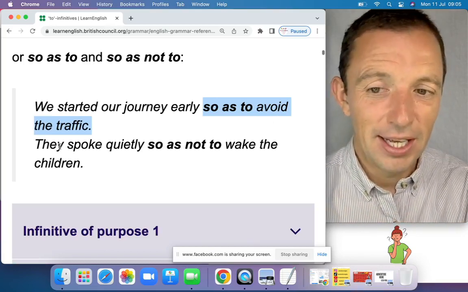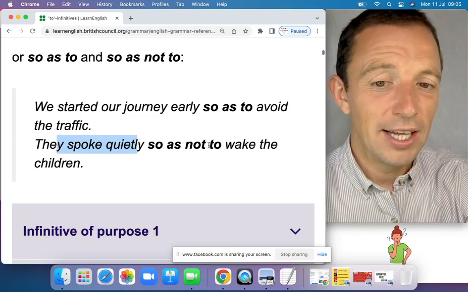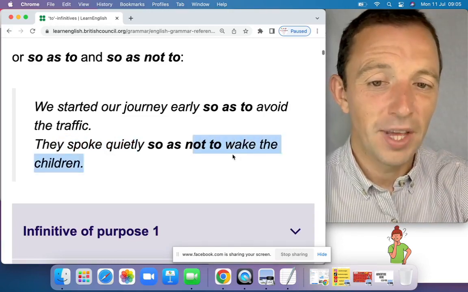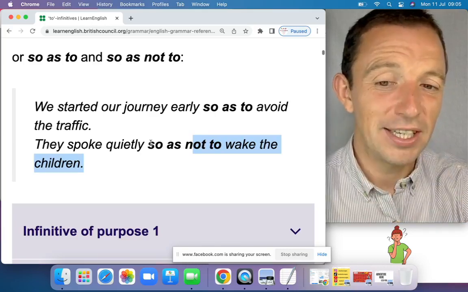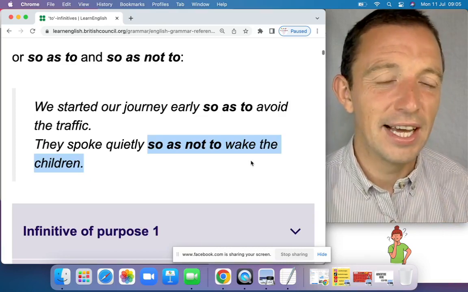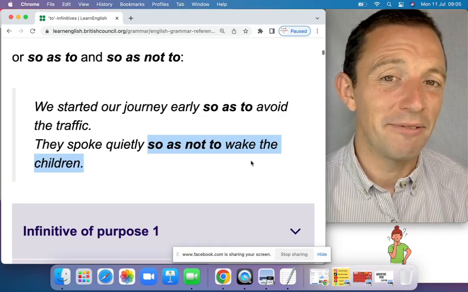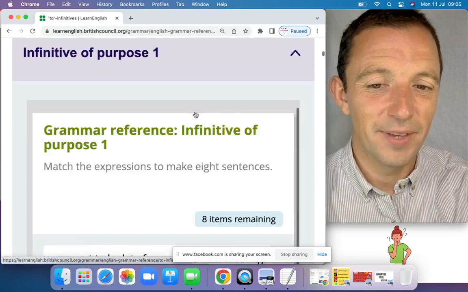Next example, they spoke quietly. Why? Why did they speak quietly? Not to wake the children, in order not to wake the children, or the third possibility, so as not to wake the children. Very interesting, and a very good example, and a very good lesson. Let's check the exercises here.